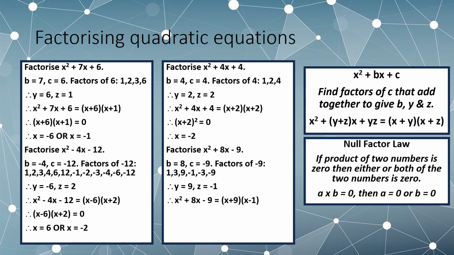Applying the null factor law, we have x plus 9 multiplied by x minus 1 equals 0. Therefore, x equals -9 or x equals 1 to solve each bracket.